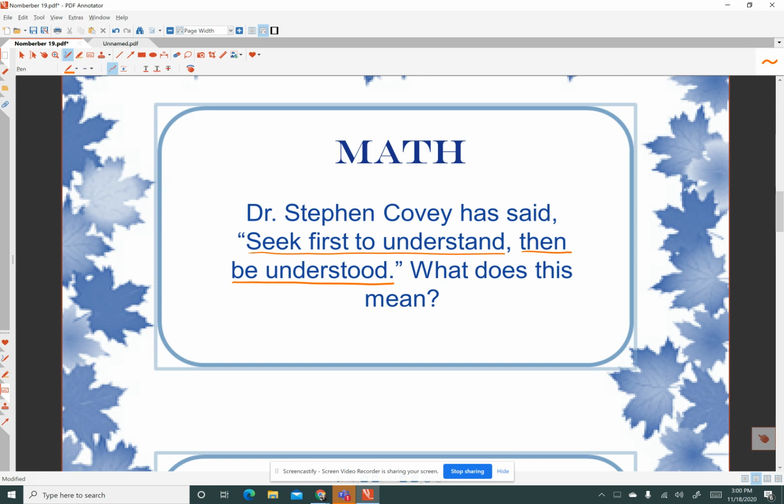And what does that mean? And I suspect it has quite a bit to do with listening skills and understanding and listening to others before you think about what you need to say, and what you need them to know about you. But I encourage you to think about that. What does that mean? And write about that in your journals. Okay, so let's go on to the rest of our lesson.